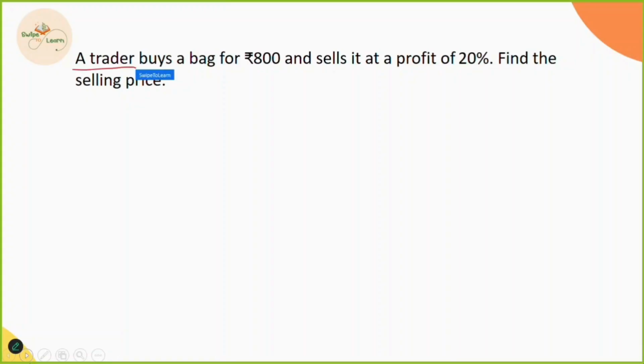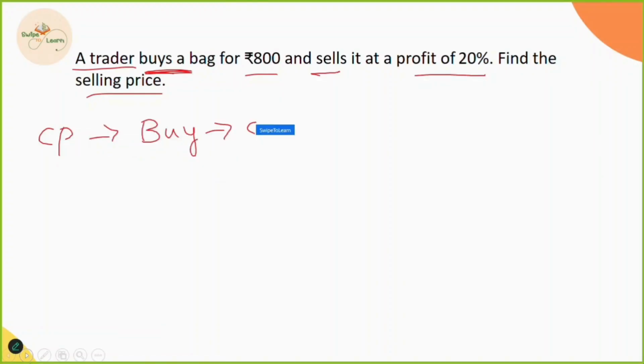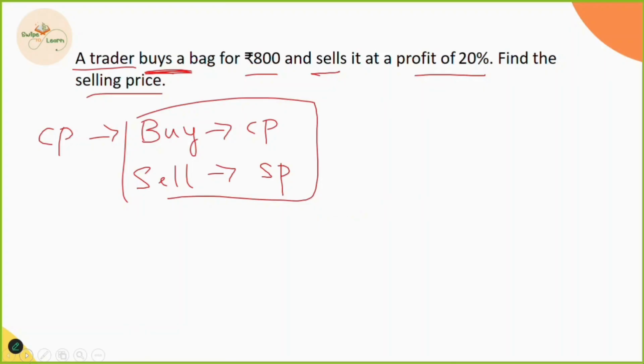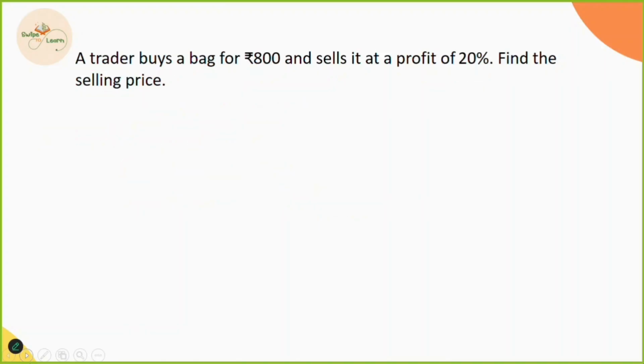A trader buys a bag for 800 rupees and sells it at a profit of 20%. Find the selling price. A trader is buying a bag. Buying means cost price. Whenever we are buying, that comes under cost price, and whenever a shopkeeper is selling, that comes under selling price. Remember this, it helps us easily identify what is cost price and what is selling price. He is buying for 800 rupees, so the cost price is 800.